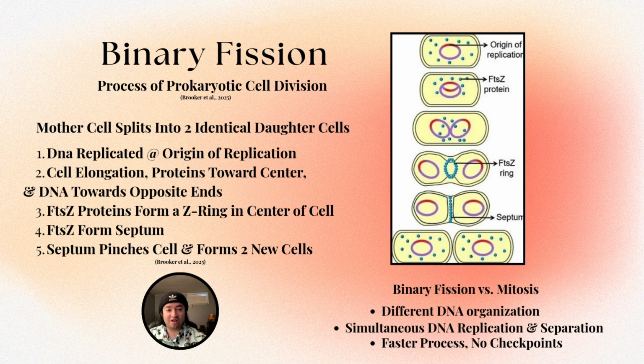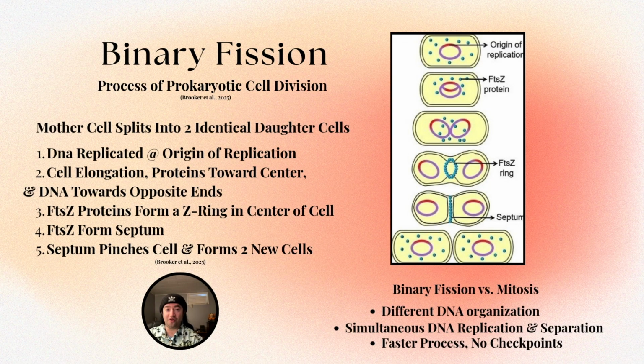Also, another main difference is that the DNA replication and DNA separation happens at the same time in prokaryotic cells during binary fission, whereas in mitosis, DNA is copied during the S phase, and then the DNA copies are later separated during the mitosis phase. So they happen at different times, whereas in prokaryotic cells, this happens at the same time, allowing for rapid division and rapid growth.